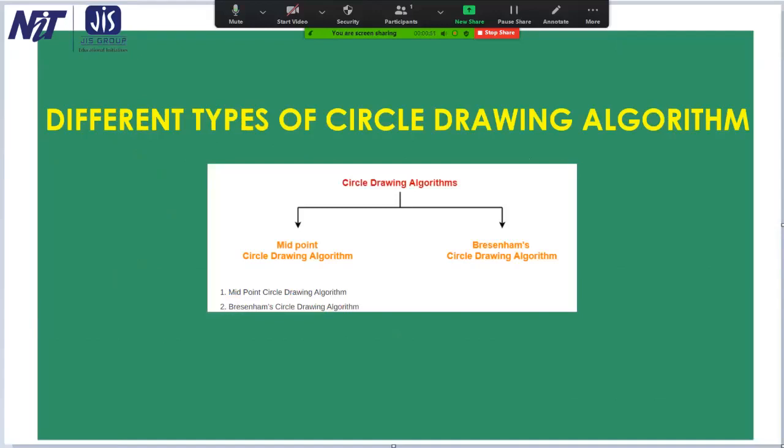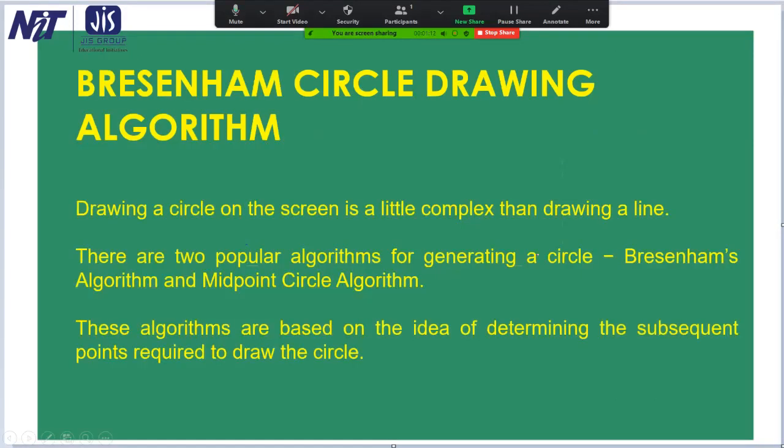What are the different types of circle drawing algorithm? Different types of circle drawing algorithms are, one is midpoint circle drawing algorithm and the other is Bresenham's circle drawing algorithm. Now we will look into the working of the two types of algorithm.